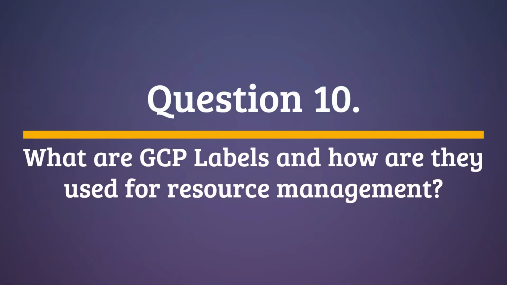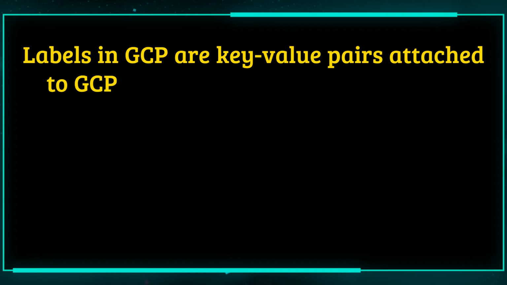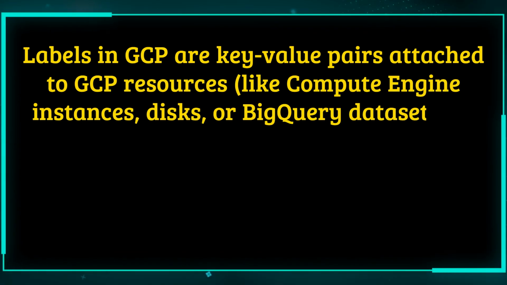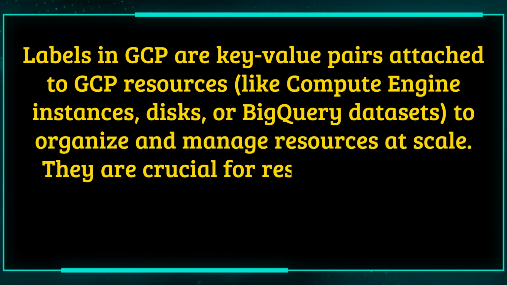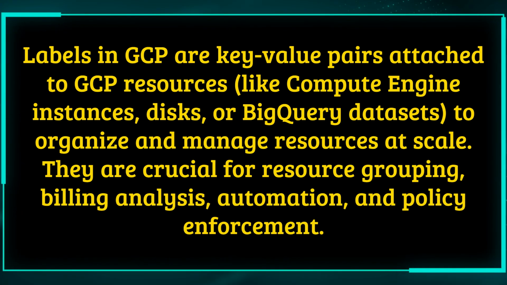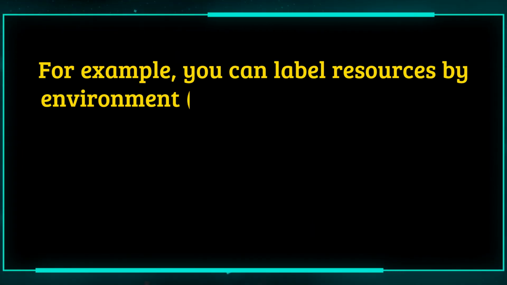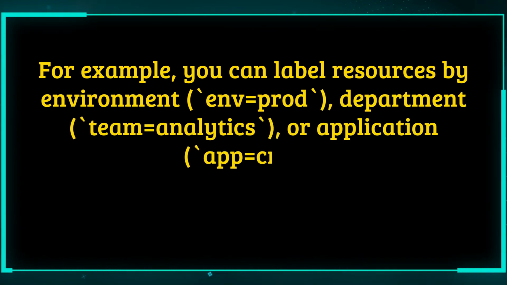Question 10. What are GCP labels and how are they used for resource management? Answer. Labels in GCP are key-value pairs attached to GCP resources, like Compute Engine instances, disks, or BigQuery datasets, to organize and manage resources at scale. They are crucial for resource grouping, billing analysis, automation, and policy enforcement. For example, you can label resources by environment, env equals prod, department, team equals analytics, or application, app equals CRM.